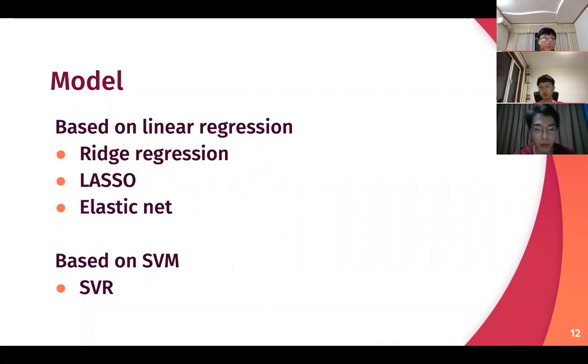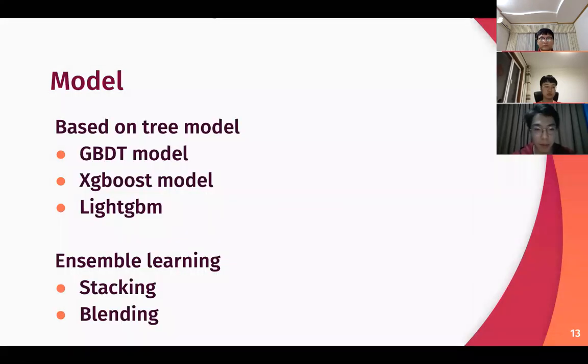And we also use SVR model. It is similar to SVM model. And the main idea of SVR is to make the distance of the farthest point to the hyperplane the smallest. Then we use GBDT model, XGBoost model, and LightGBM model.